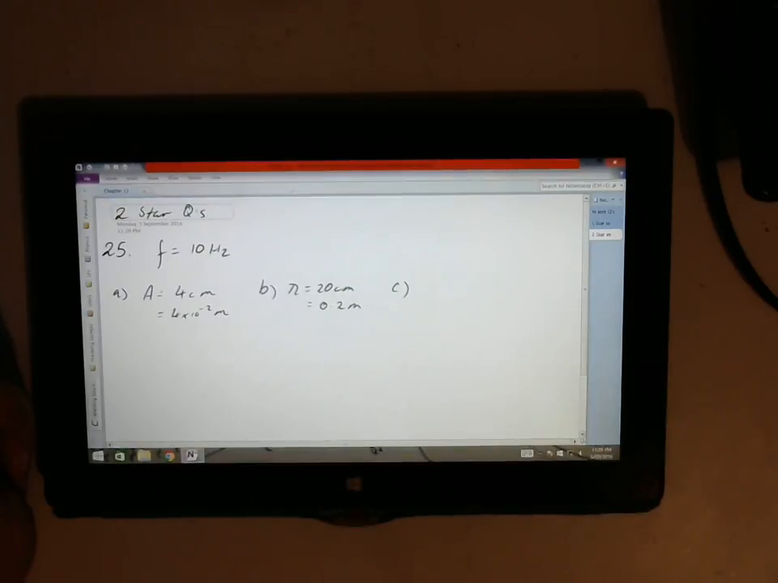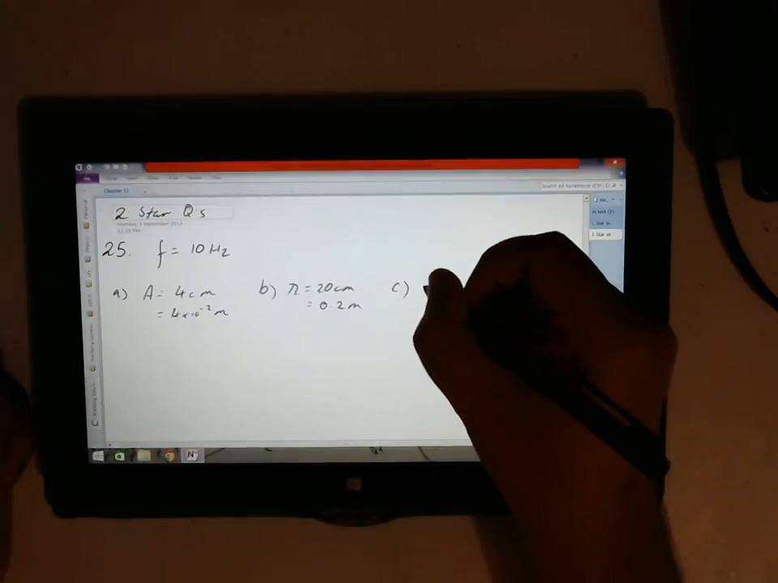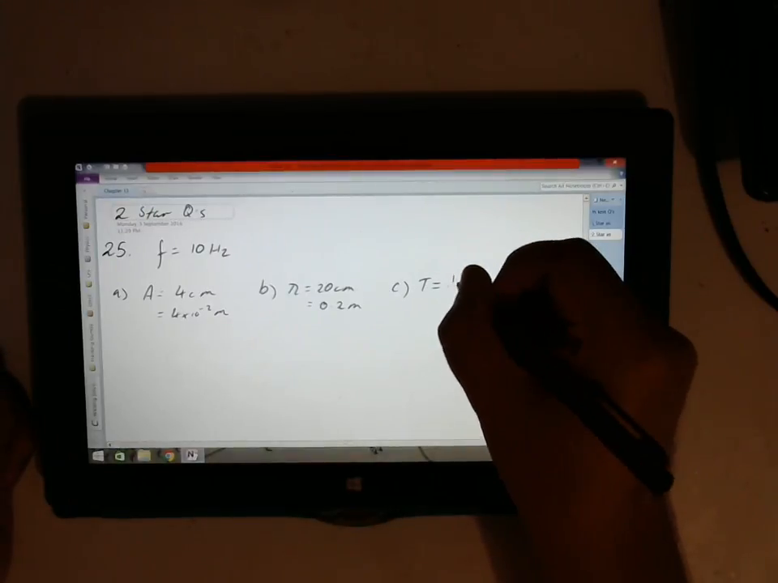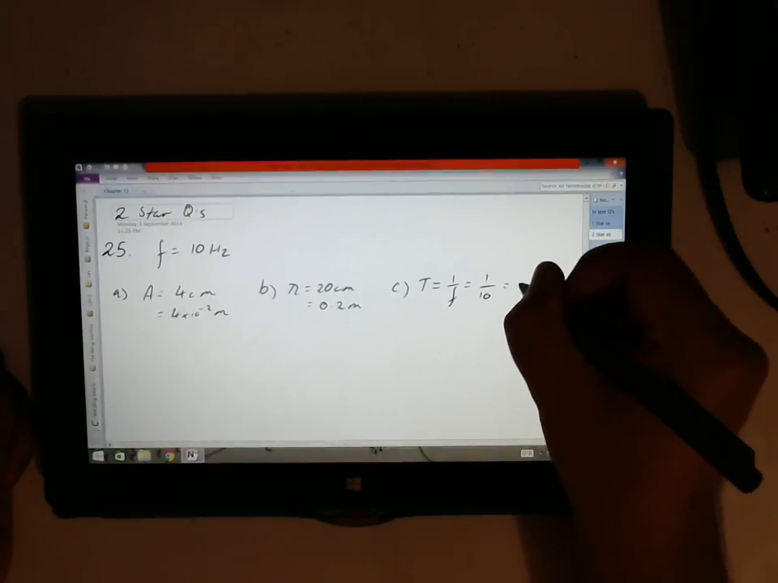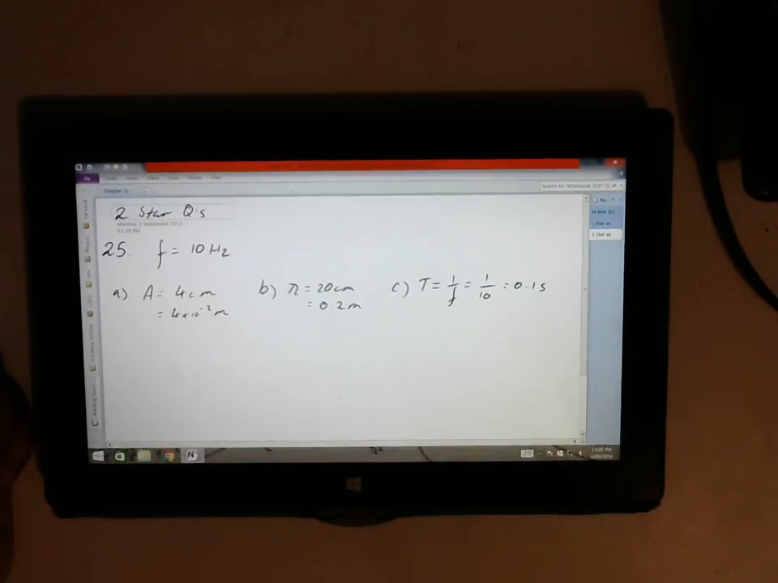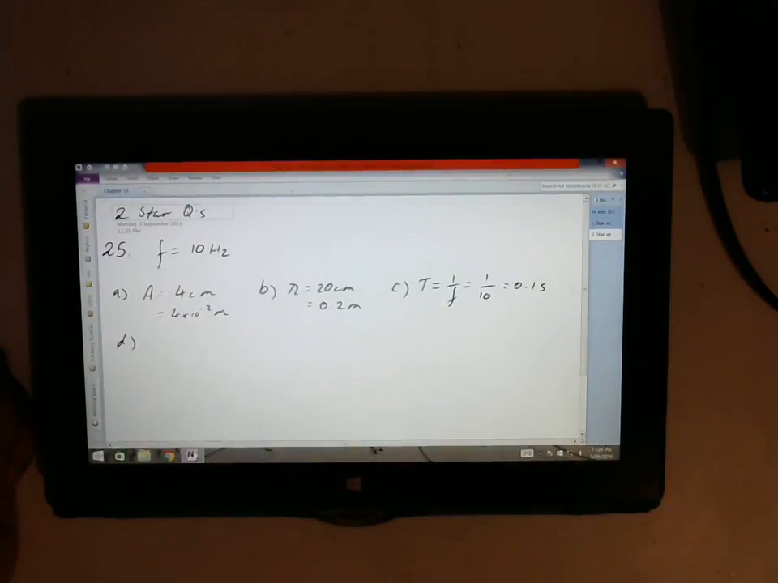C. Period. Well, we can't read period off this graph. We have centimeters on the y-axis and centimeters on the x-axis, so there's no time to interpret. But we do have a frequency that's been given to us here. So we know the relationship between period and frequency is an inverse. So 0.1 seconds.